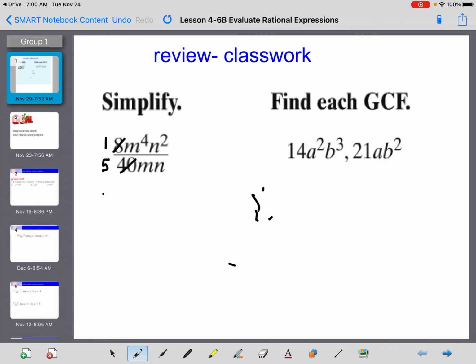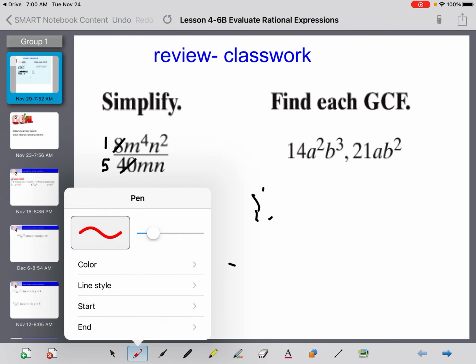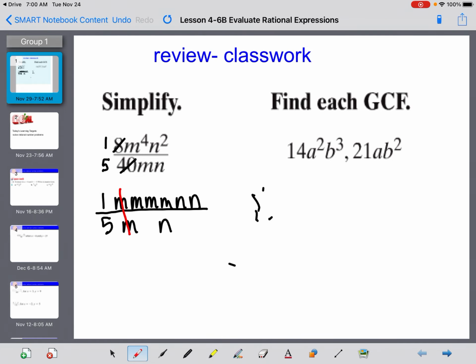Then we've got 1, and then remember, let's write this out, 4 m's, and then 2 n's, and in the denominator, we've got 5, and we've got 1 m and 1 n. Let me change the color. Here we go. And I see that m divided by m is 1, and n divided by n is 1. And so what we have left is 1 times m times m times m times n. So m to the third n. And in the denominator, all we have left is 5.